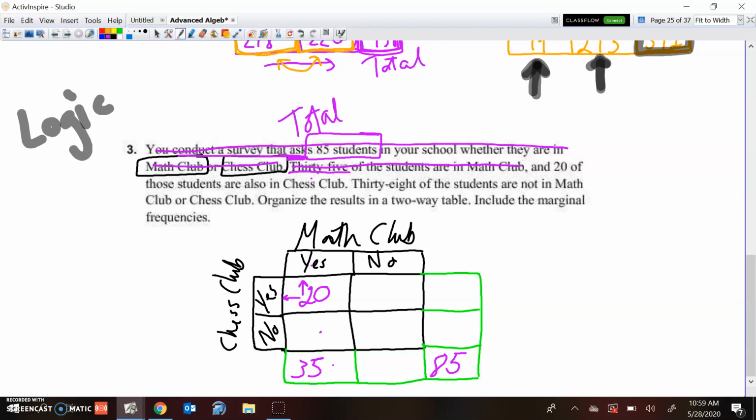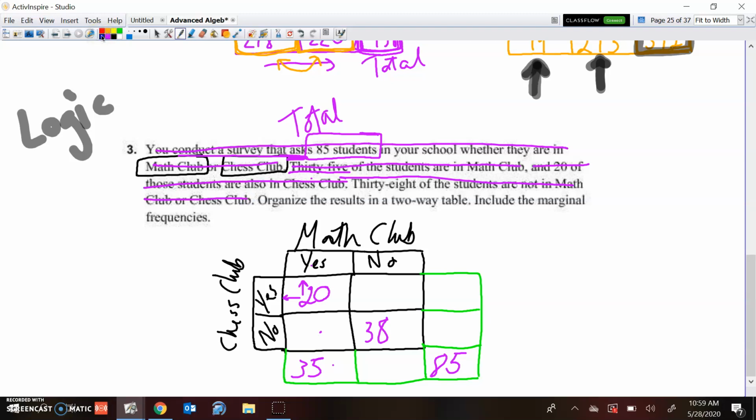All right, now 38 of the students are not in math club or chess club. So 38 of the total people asked said no to chess and no to math. Okay, so let's put a 38 here. They said no to math and no to chess. Okay, I'll get rid of those arrows, but that's why the 38 goes there. Now, that's everything they've given us. There's still a lot of gaps, but don't worry, we can fill in the blanks.